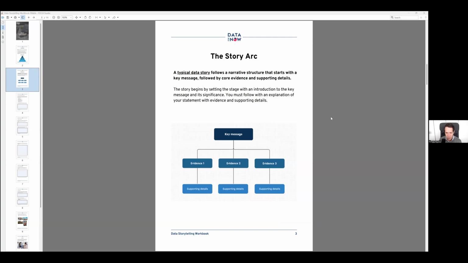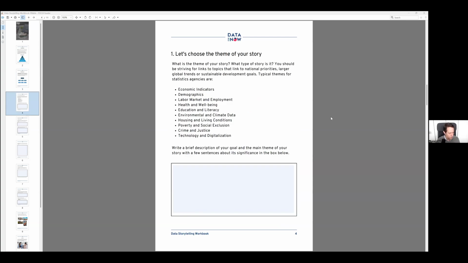And this is once again an example of the way that you could set this up if you have three pieces of evidence to support your key message. The PDF that will be sent to you allows you to work directly in the PDF, so you can start typing directly in the PDF if you like.